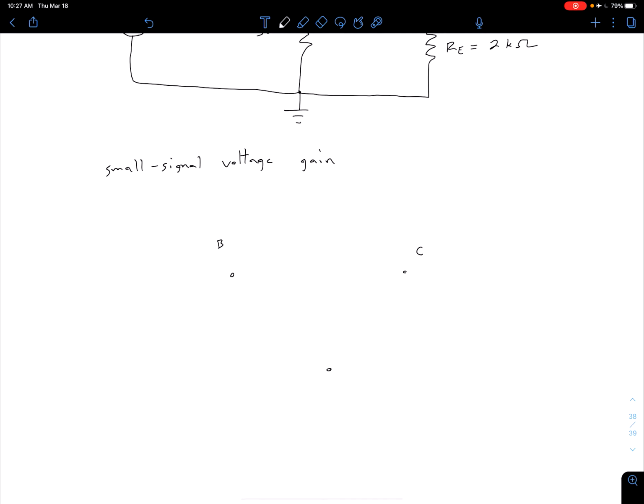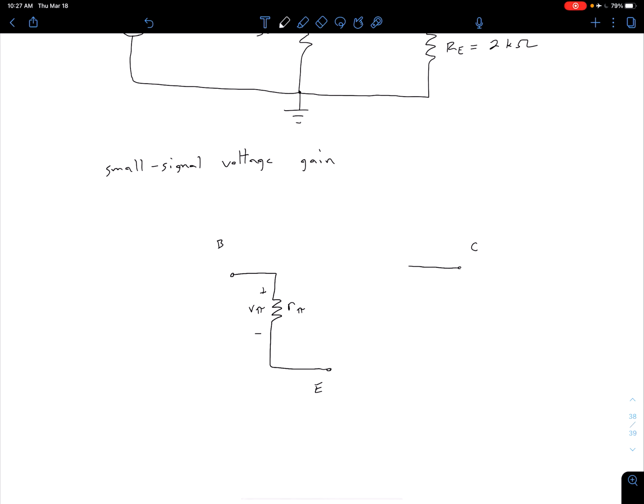So base, collector, emitter, and let's fill in what we know is in between them based on our hybrid pi model. Actually, let me move my collector terminal a little further over because we're going to consider our Early effects, so we're going to include our output resistance R naught. Between our base and the emitter, we just have our R pi resistance. It has some voltage V pi across it, and we know that current through that resistor is going to be IB.